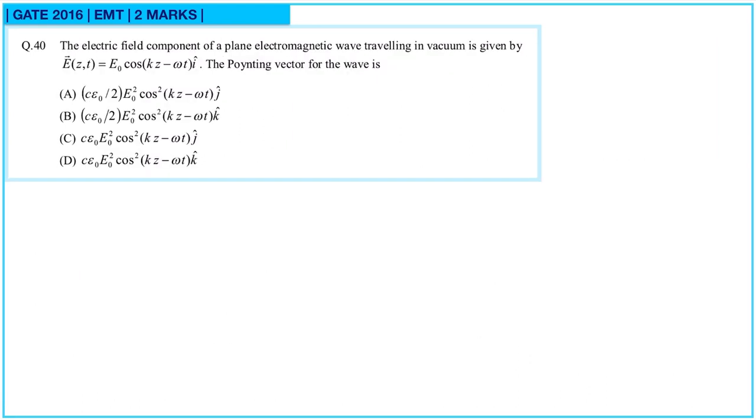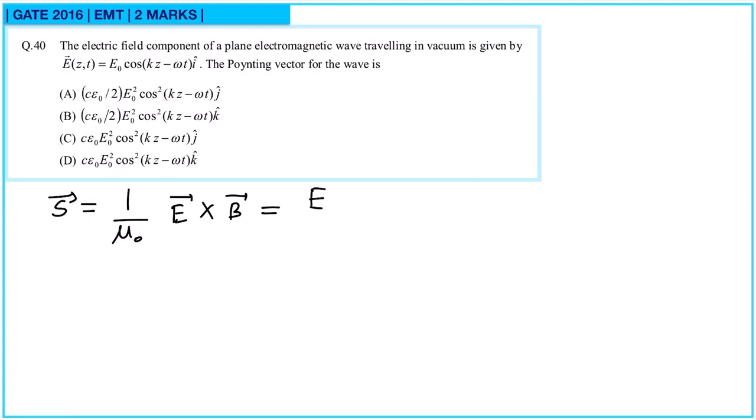Next question. The electric field component of a plane electromagnetic wave traveling in vacuum is given by this expression. The Poynting vector for the wave is. Now the Poynting vector S bar is equal to 1 by mu naught into E bar cross B bar in free space or in vacuum. Here B bar can be written as E naught by C.